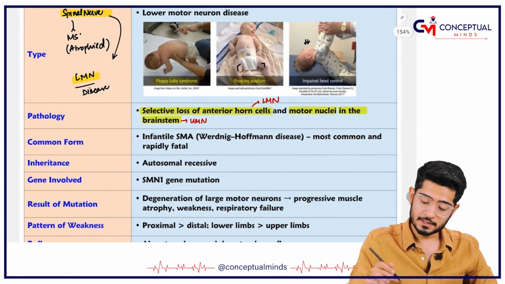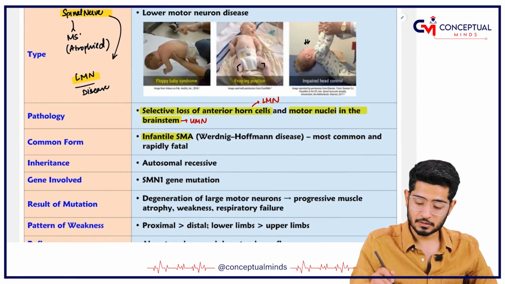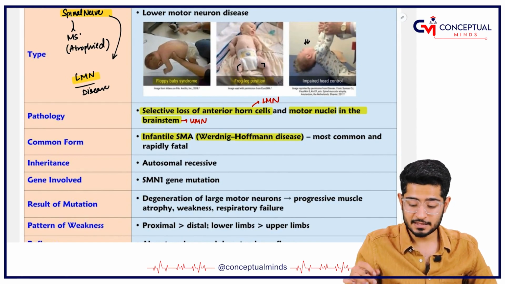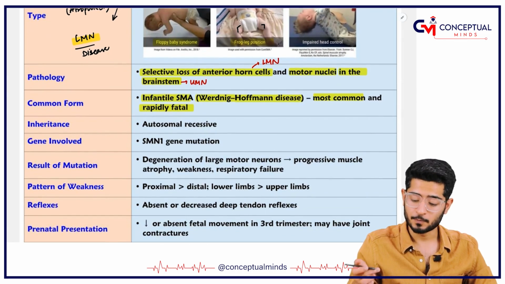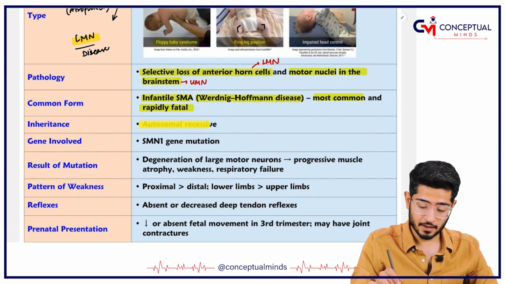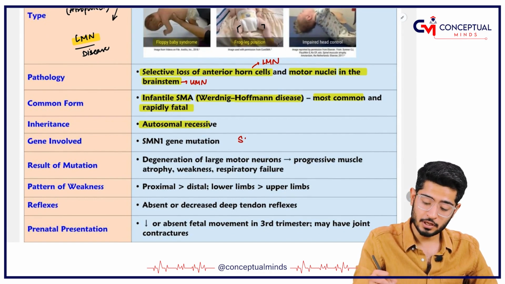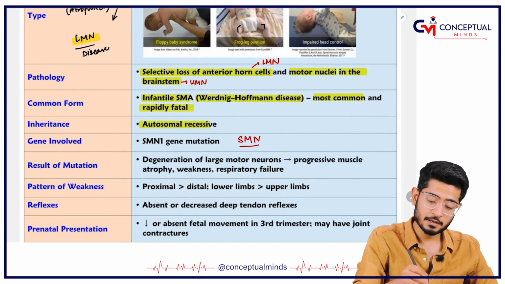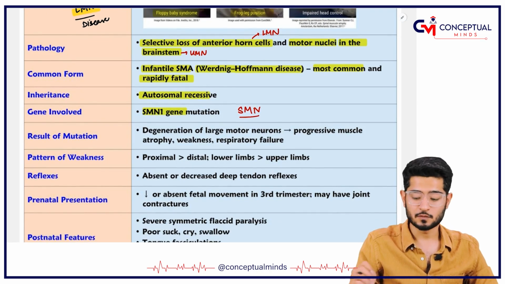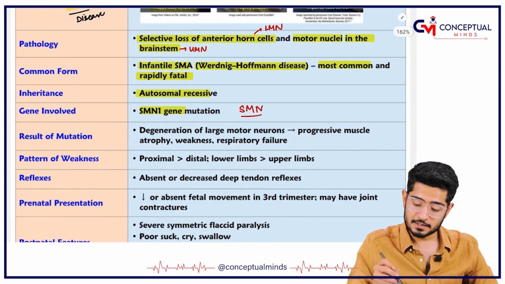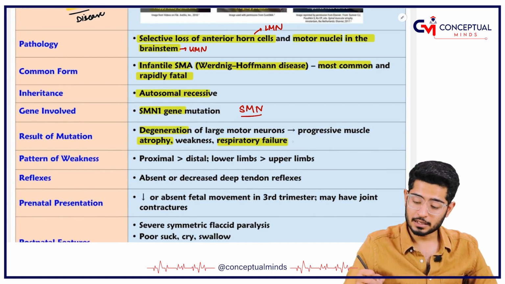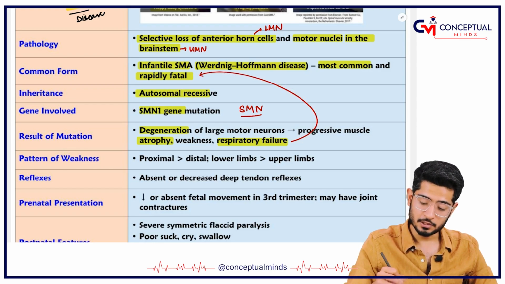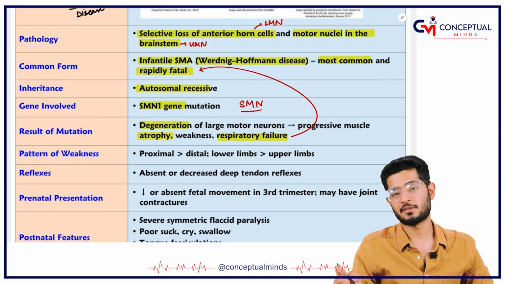The common form is the infantile SMA, called Werdnig-Hoffmann disease, which is actually most common. The issue is that it is rapidly fatal also. It is autosomal recessive, and from spinal muscular atrophy you can remember SMN, that is the survival motor neuron 1 gene, which is degenerated. Since it is degenerated, there will be muscle atrophy, weakness, and in fact respiratory failure can also occur, and that is the reason why it is fatal as well.